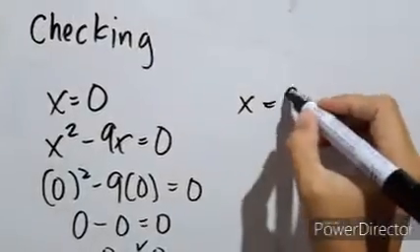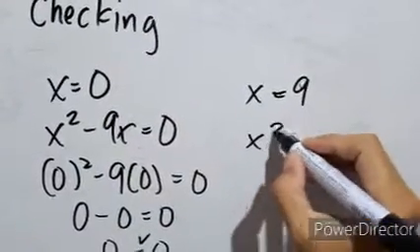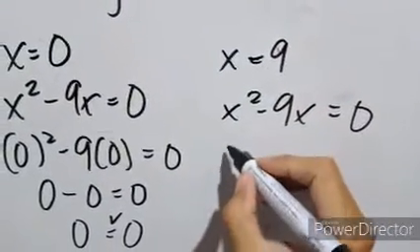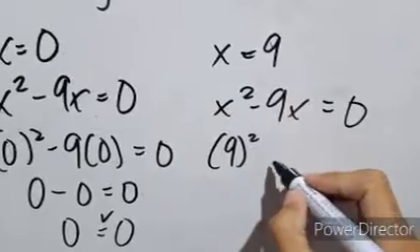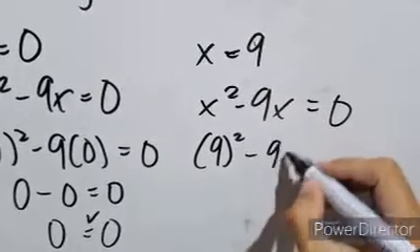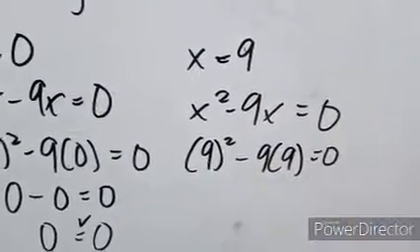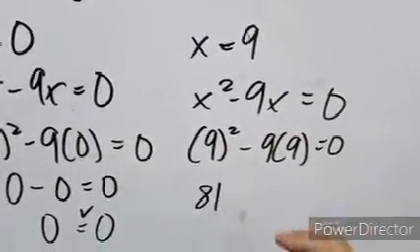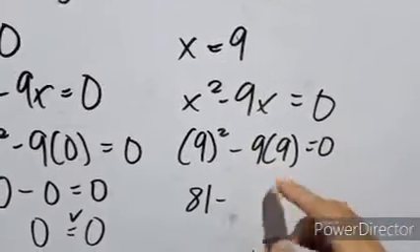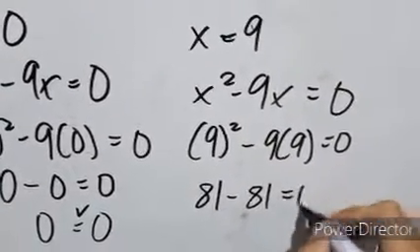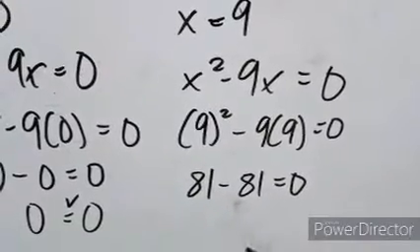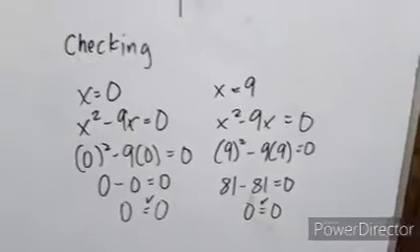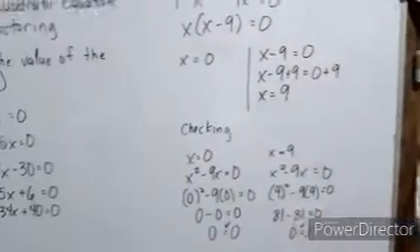X is equal to 9. Original equation, x squared minus 9x is equal to 0. So, palitan natin ng x. 9 squared minus 9 times 9 is equal to 0. 9 times 9, 81. So, minus 9 times 9, 81. 81 minus 81 is equal to 0. Therefore, tama ang ating nakuhang mga value ng ating variable.